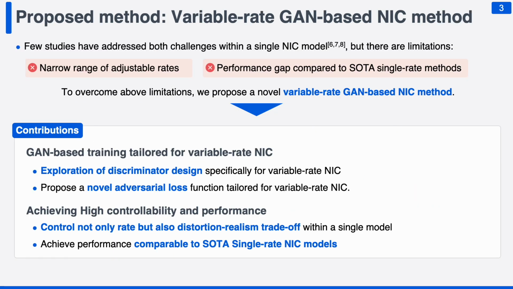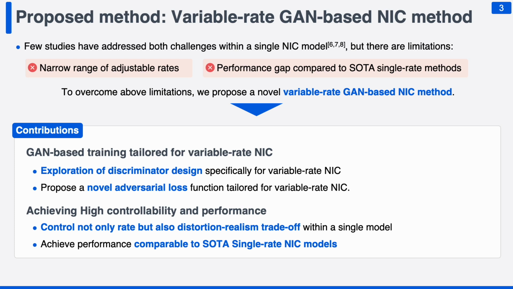However, only few studies have addressed both of these problems within a single NIC model, and they come with some limitations such as narrow range of adjustable rates and performance gap compared to state-of-the-art single-rate methods. To overcome these limitations, we propose a novel variable rate GAN-based NIC method, and here are our contributions.